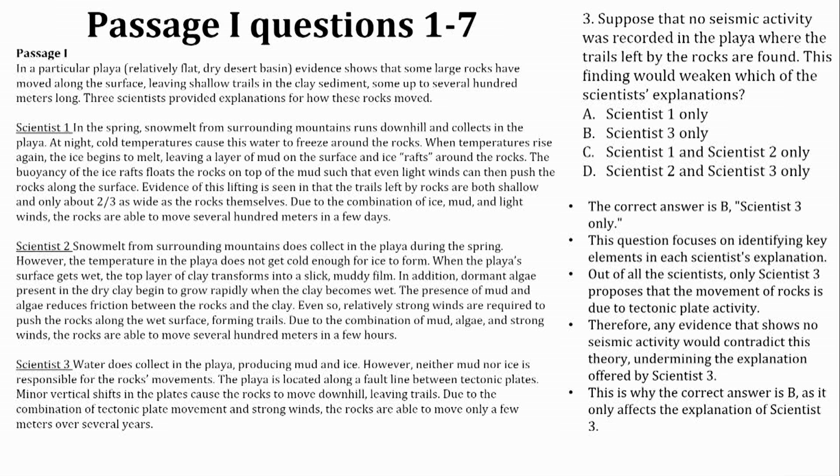This question focuses on identifying key elements in each scientist's explanation. Out of all the scientists, only scientist 3 proposes that the movement of rocks is due to tectonic plate activity. Therefore, any evidence that shows no seismic activity would contradict this theory, undermining the explanation offered by scientist 3. This is why the correct answer is B, as it only affects the explanation of scientist 3.